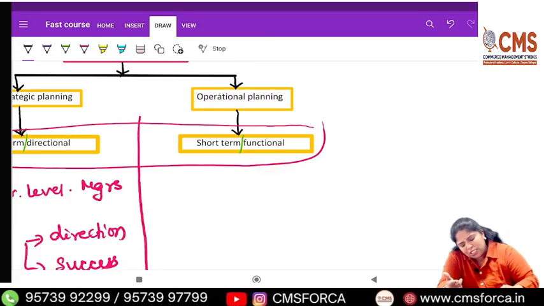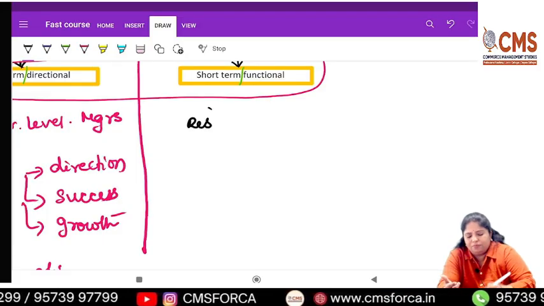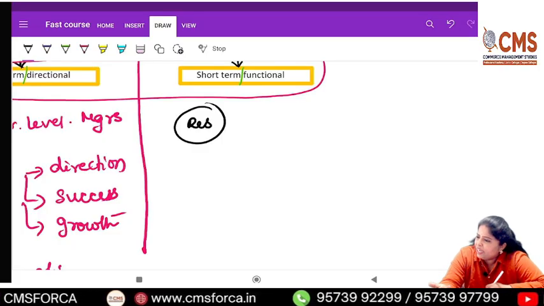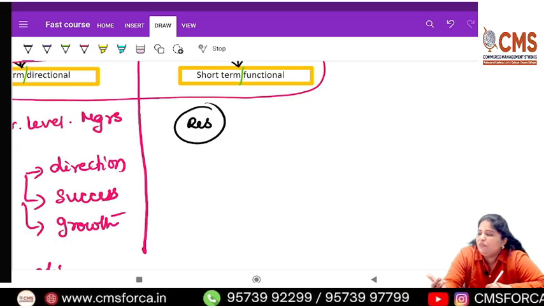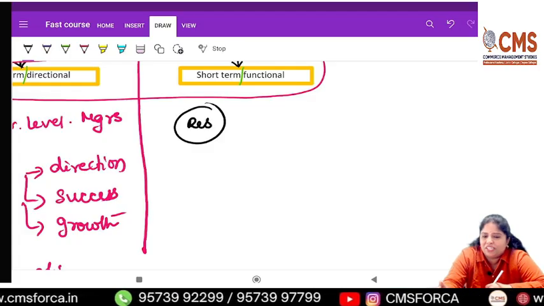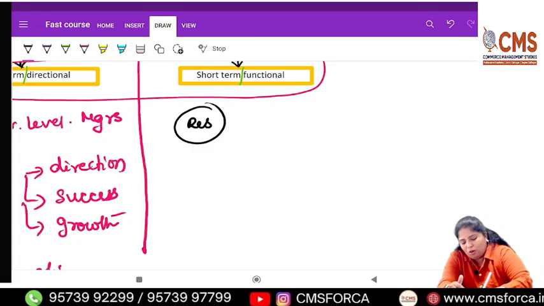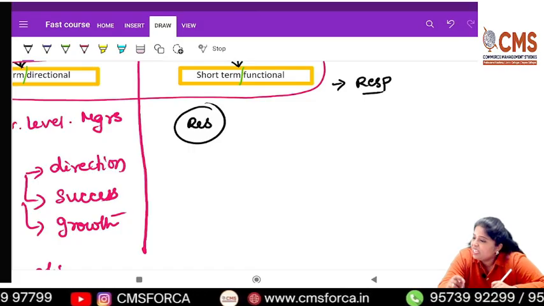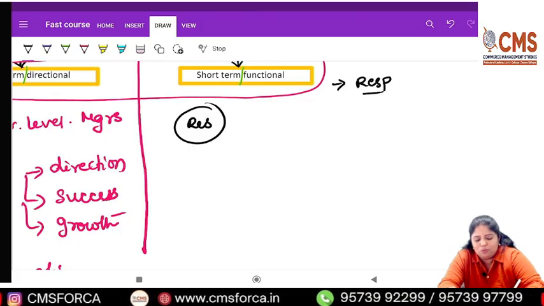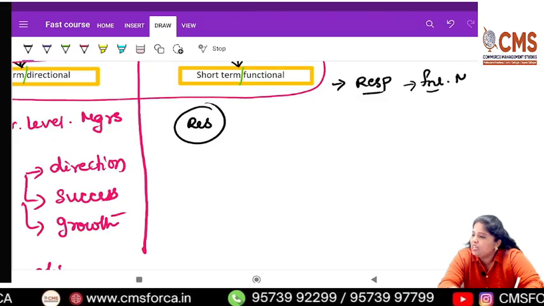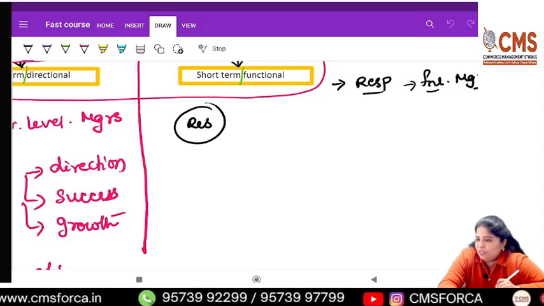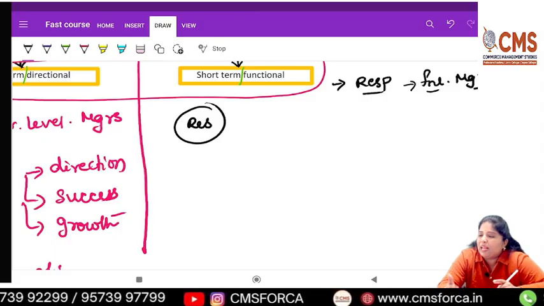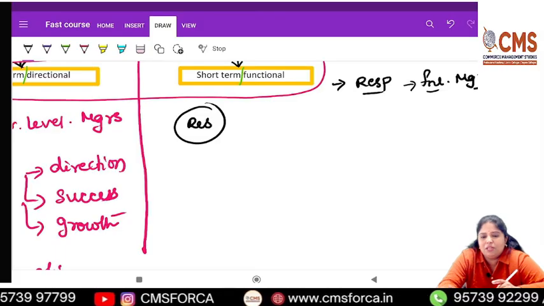See, let's start with resources again. Resources are acquired, allocated, properly used, and even disposed of through the strategic plan. But let's come up with the first point: strategic planning is the responsibility of senior level managers, while operational planning will be the responsibility of functional managers who work at the low level. Middle level management might also be involved, but the prime responsibility lies with functional level managers.